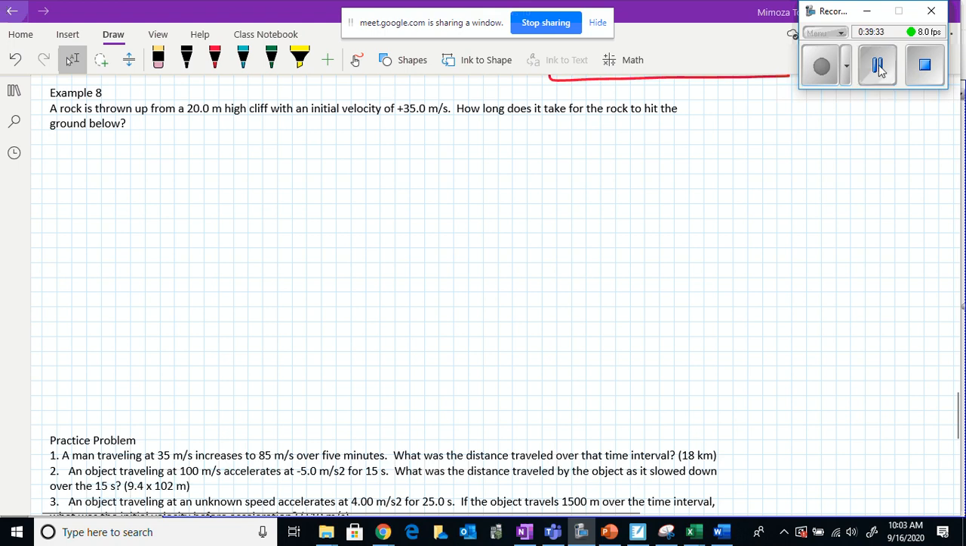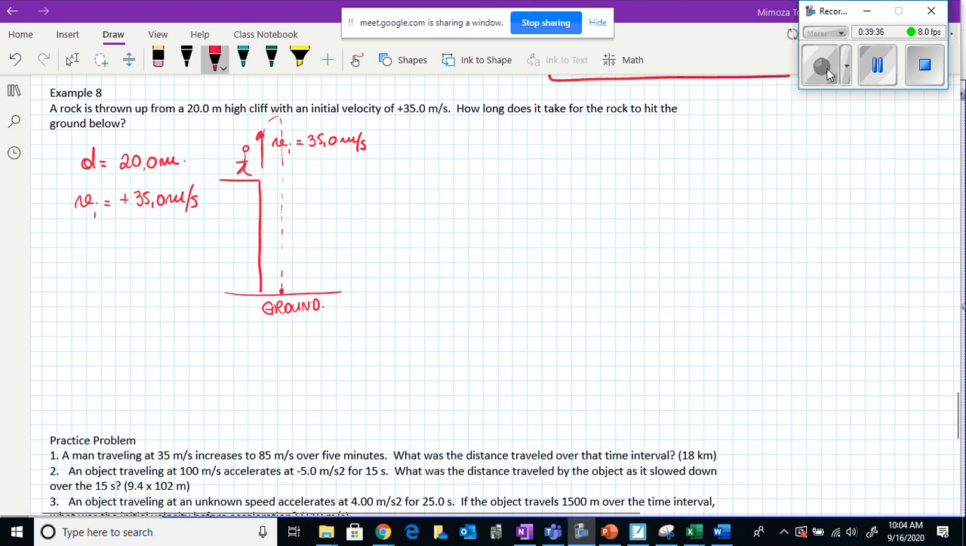I will leave you, and then just for clarification, guys, what is given here is that the height of the cliff is 20 meters, and the object is thrown up because it's positive with a 35 meters per second velocity. And then the path that the object will follow is something like this. We'll go up, reach the maximum, and then go down to hit the ground. This is known as the situational diagram.